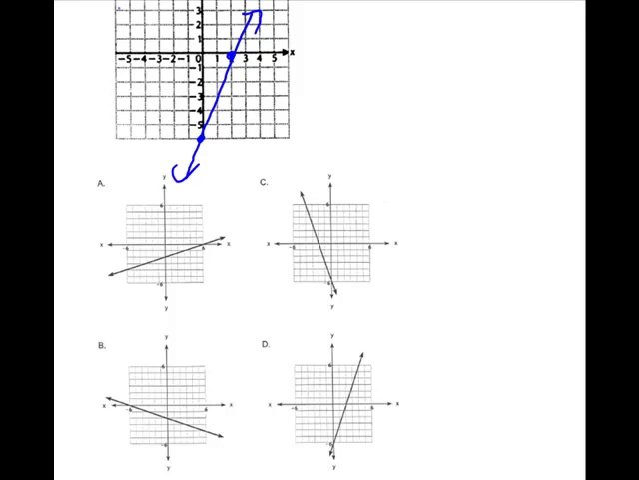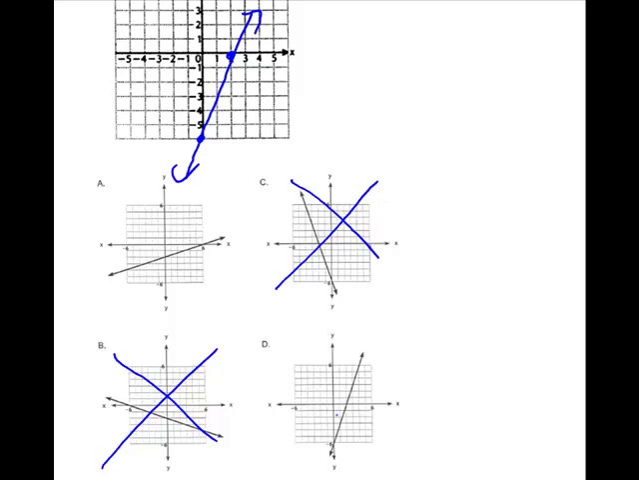Now let's compare the lines. First of all, our line has a positive slope. It goes up as it goes to the right, and only 2 of these have a positive slope, A or D. So we can throw out C and B. Just at a glance, I think D looks closer. Let's check the other things. My line is below 0, 0. A is also below, and D is below. So that doesn't help us.